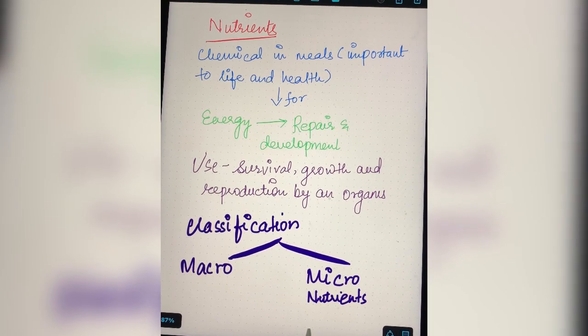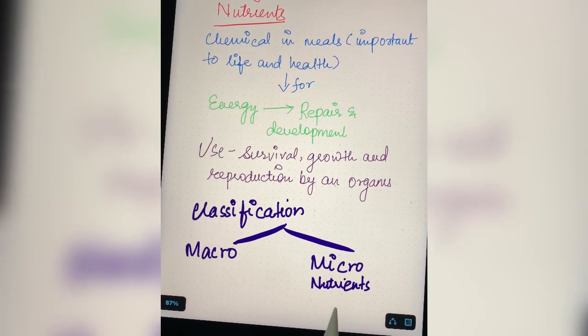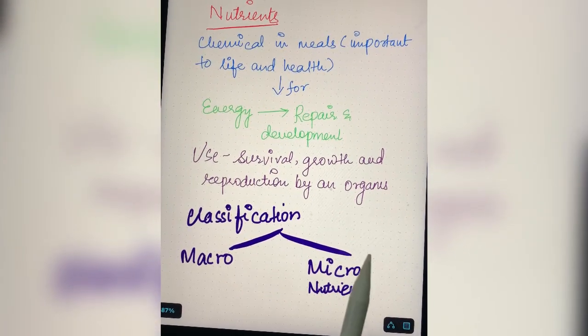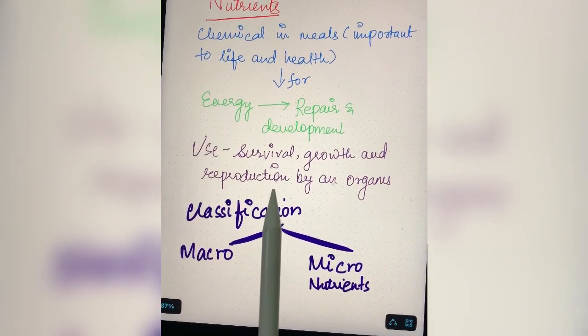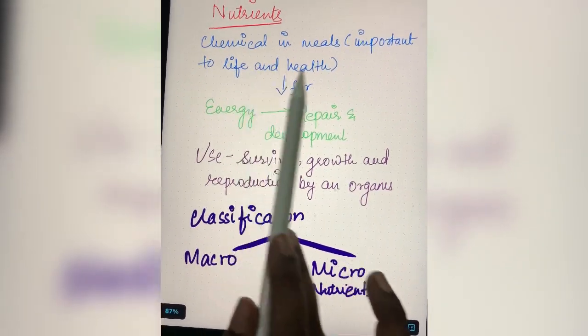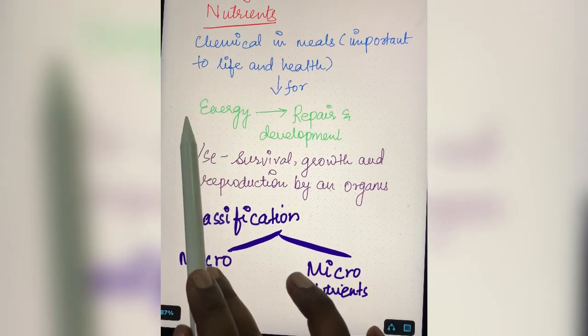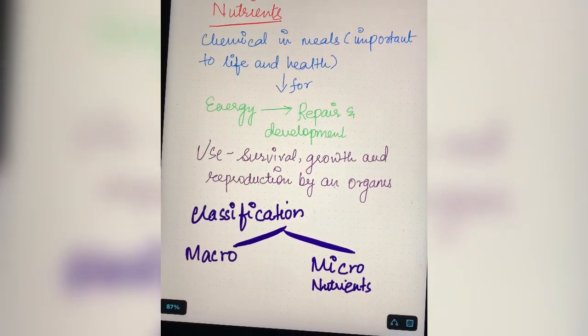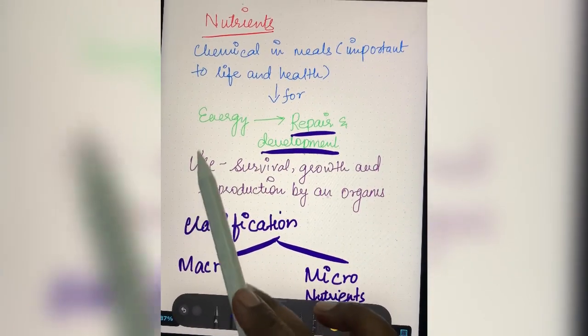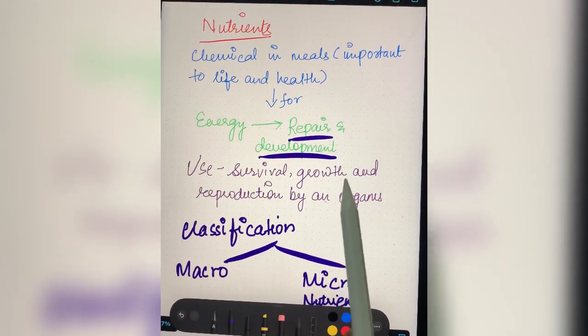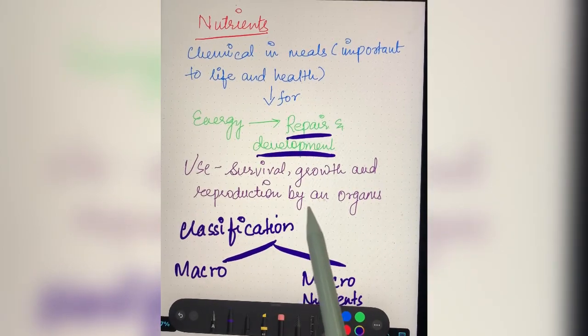So hello everyone, we talk about nutrients and the types of nutrients in nutrition. Nutrients are the chemicals in meals which are important for life and for health also. The main importance of nutrients is that they provide energy, and the energy provided by the nutrients helps in repair and development. So the use of nutrients is mainly survival, for the growth and the reproduction of organs.